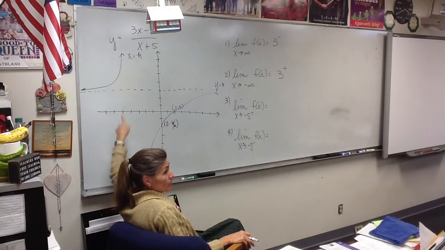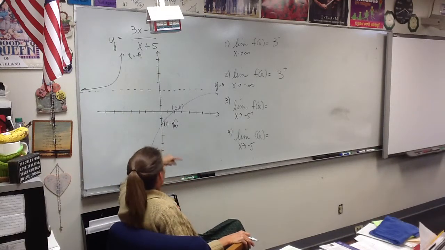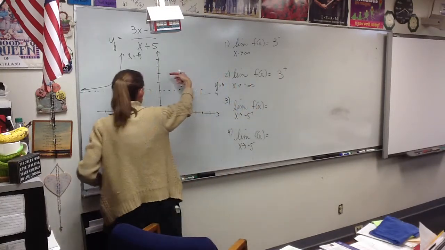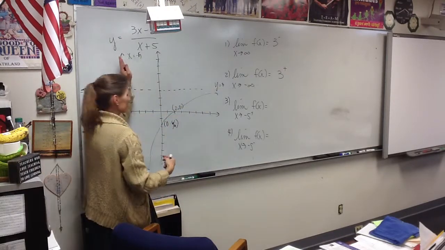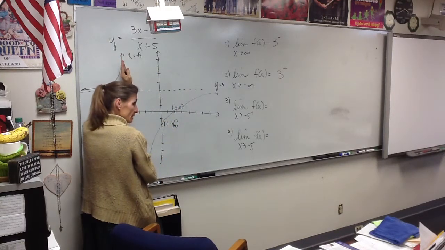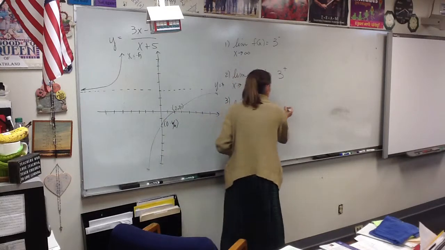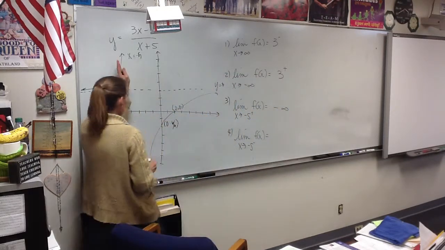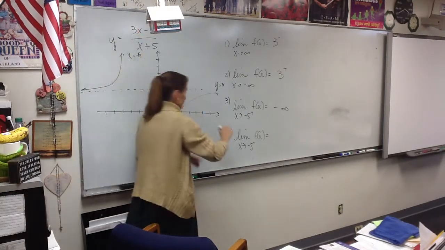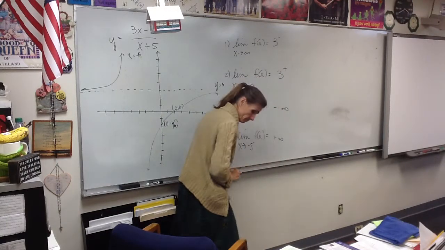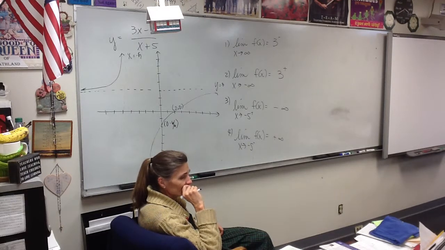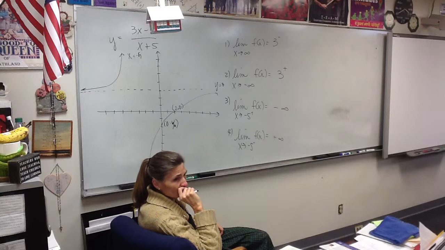-5, that's your vertical asymptote. We're approaching 5 from the right. What happens to your pencil as you get closer to my arm from the right side? It's going down. What's happening as you approach my arm from the left? Everybody okay with that?